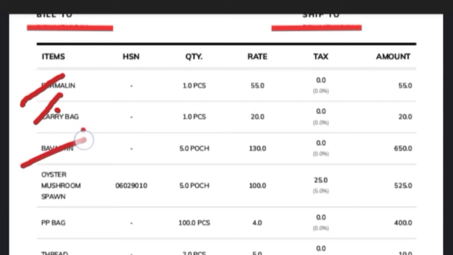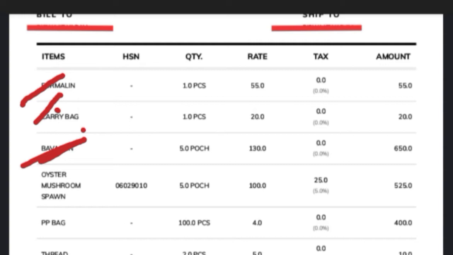What is Bavestin? Bavestin is a systemic fungicide which is used to kill the spores of fungus, generally poisonous fungus, because we are going to use some paddy straw or wheat straw, and in wheat or paddy straw there are a lot of fungus spores which are not visible to our unaided eyes. So we use a systemic fungicide which kills the spores of that poisonous fungus.